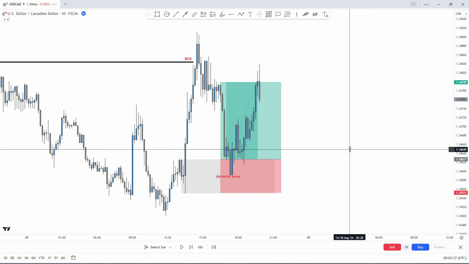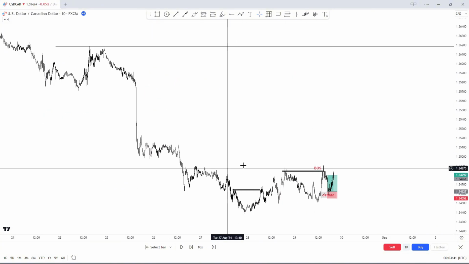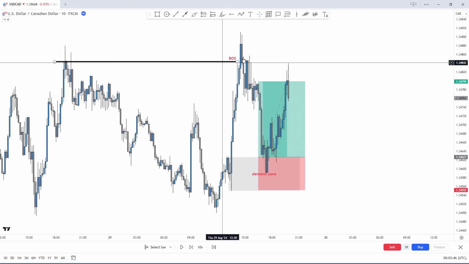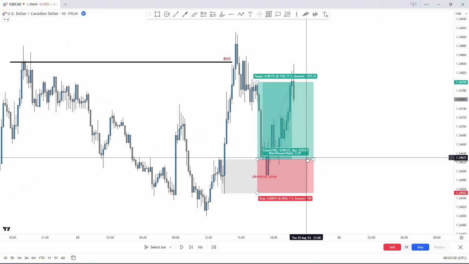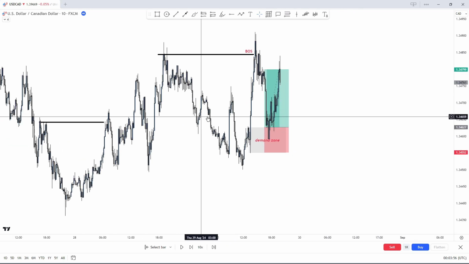Again, not a lot of hard analysis went into this. It was very simple. We understood the trend. We saw a break of structure. We applied the demand zone definition and the rules, and we came out with a successful trade of a 2 risk to reward trade, meaning we got 2% on our account. It's as simple as that, guys.